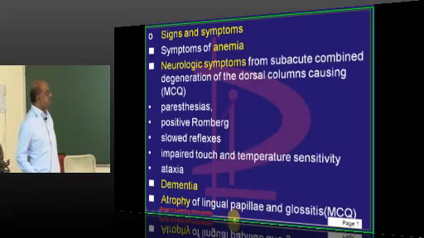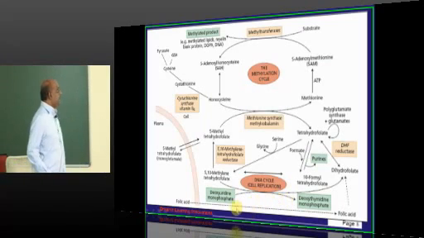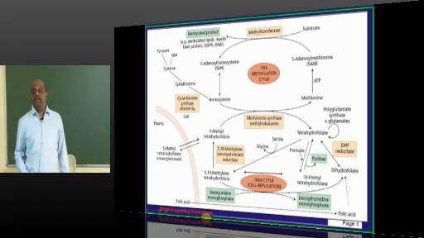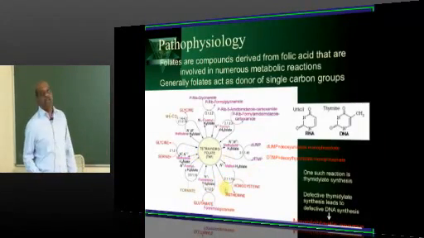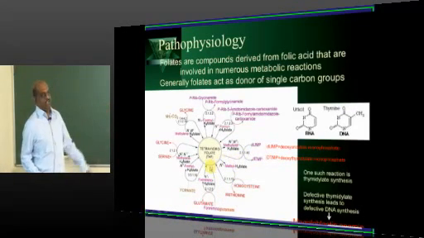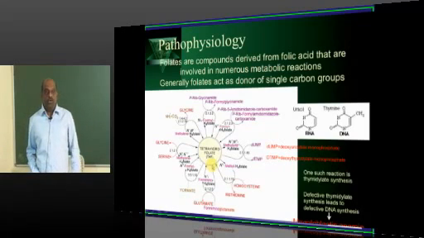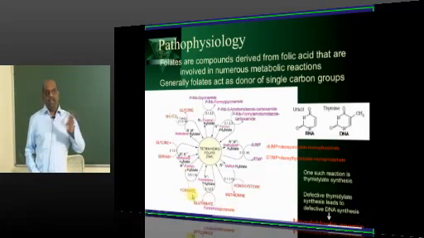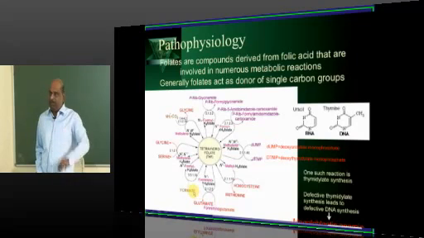Then glossitis, atrophy of the lingual papillae, etc. Now, doctor, what is the role of vitamin B12 in DNA synthesis? It is a very important issue. We have already reviewed it in our biochemistry class. Fundamentally, for the formation of dTMP from dUMP, uridylate monophosphate, which is important for the synthesis of thymidylate monophosphate, you require vitamin B12 and folate for DNA synthesis, the nucleotide synthesis.